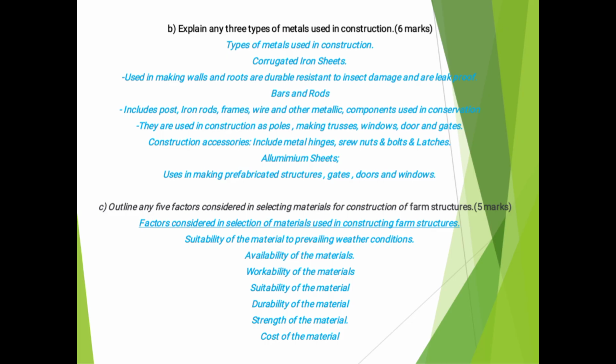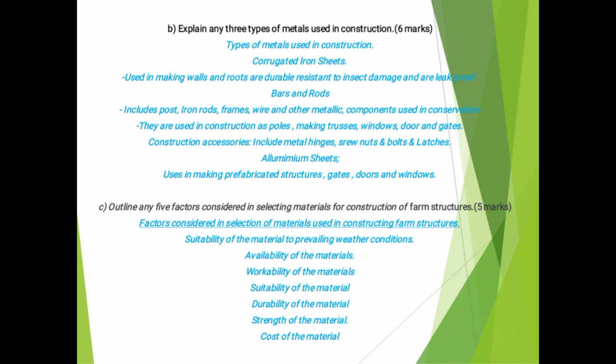Construction accessories include metal hinges, screws, nuts, bolts and latches. Aluminium sheets are another material. It's used in making prefabricated structures such as gates, doors and also windows.